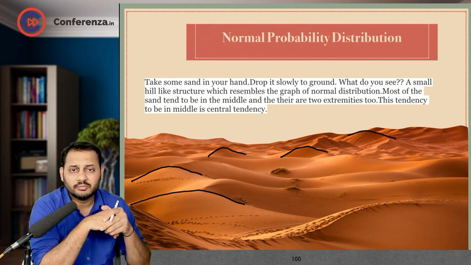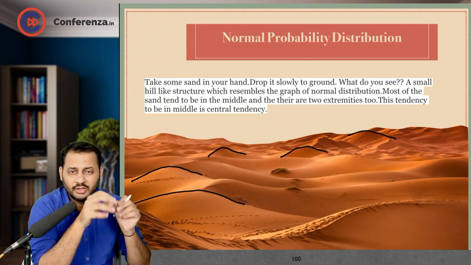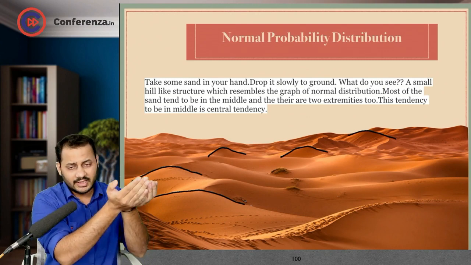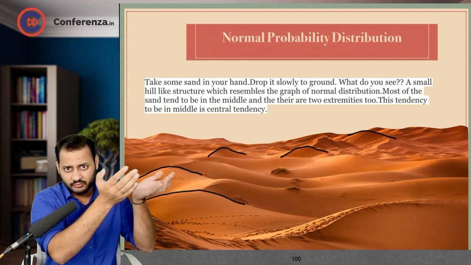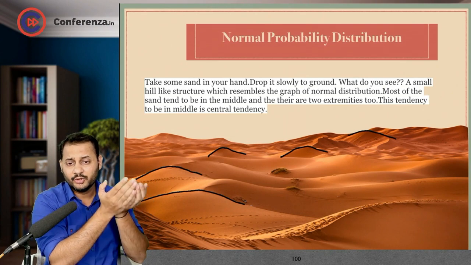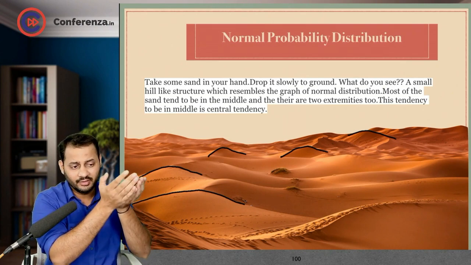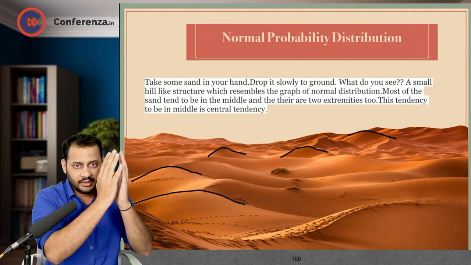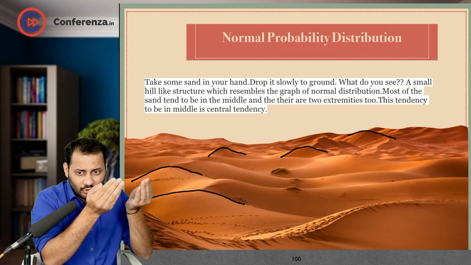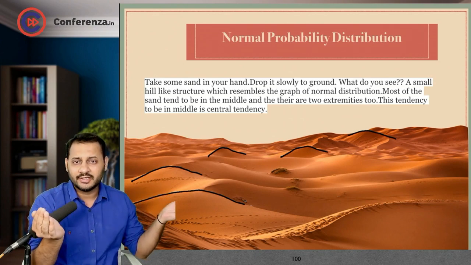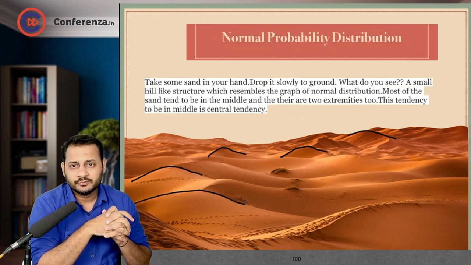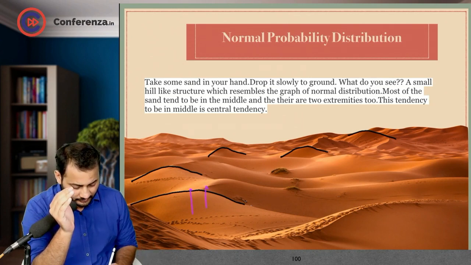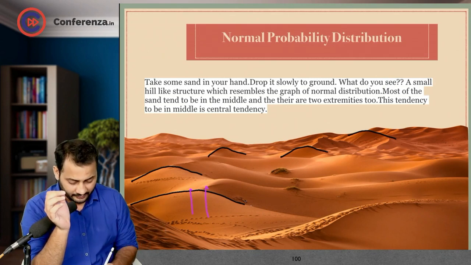This is the real life example of the normal distribution. What do you mean by normal distribution? You pick that sand in your hand and then you drop it from a particular height. You will realize that the maximum sand will be collected exactly below your hand, at the center, and then it gets normally distributed on both sides, left and right. So the maximum proportion of that sand will be found at the center.